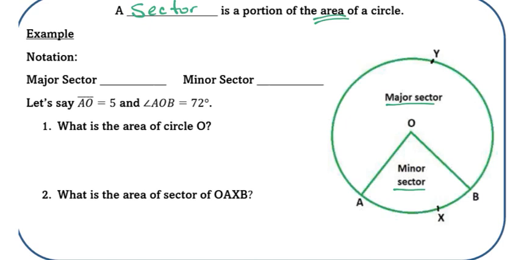When we talk about sectors, you can actually refer to them in two different ways, either by the 4 points that are creating the arc. So we start with O, then go to A, then go to X, then go to B. That's the minor arc, O, A, X, B, minor sector. And the major one is also starting at O, then going to A, then going to Y, and then going to B.